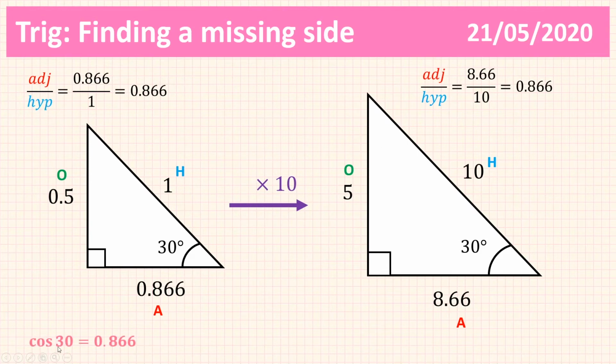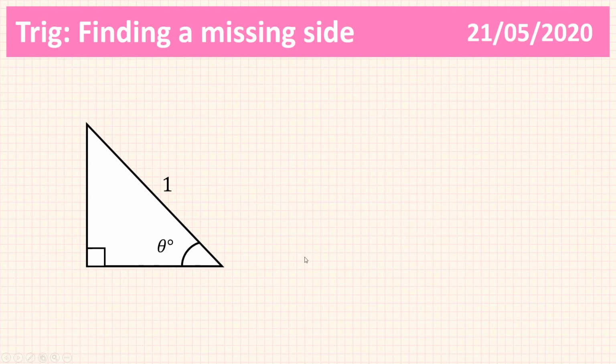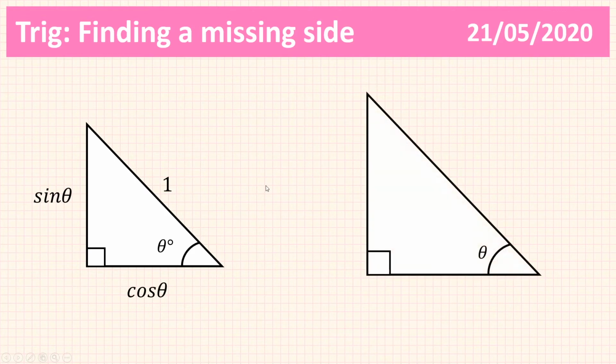So if we pop cos 30 in our calculator, we get 0.866, which is the value of the adjacent on this left-hand triangle. Similarly, if you pop in sine 30 on your calculator, you'll get a half, which is the value of the opposite in this triangle. This means that if I have a triangle with hypotenuse 1 and an angle theta, the opposite to that angle will always be sine of theta, and the adjacent to that angle will always be cos of theta.